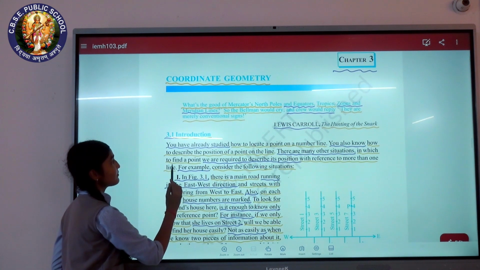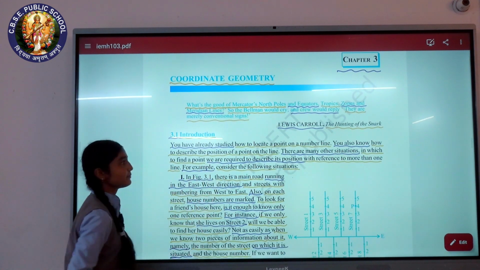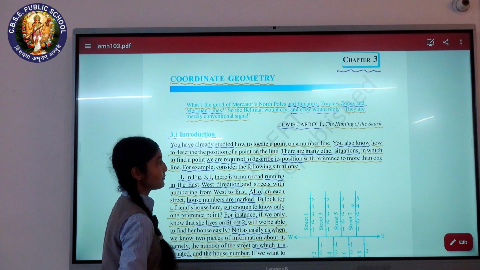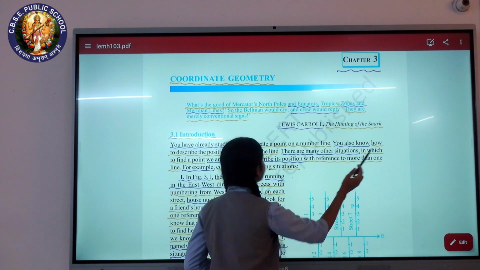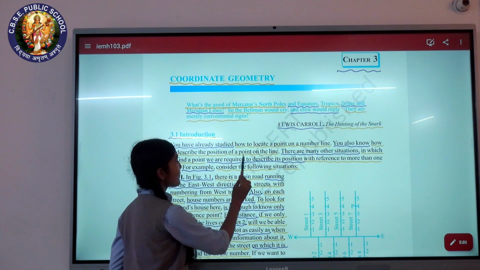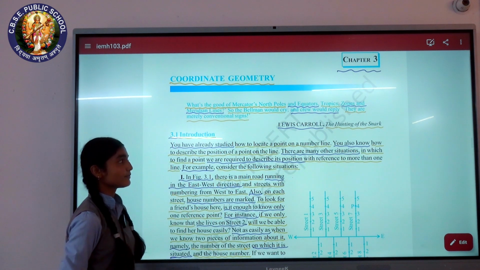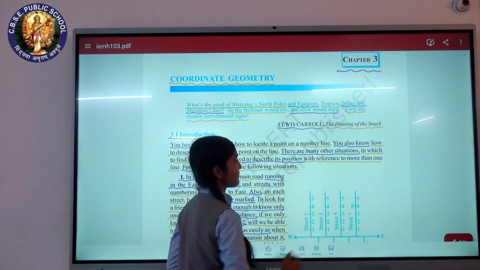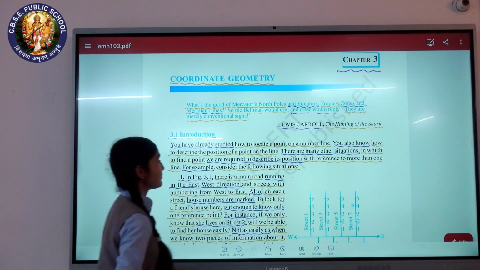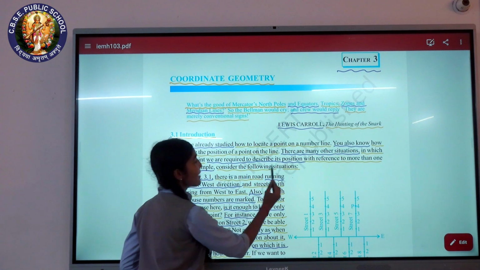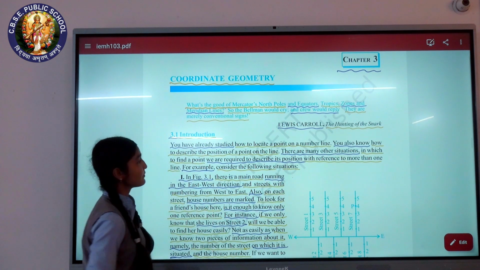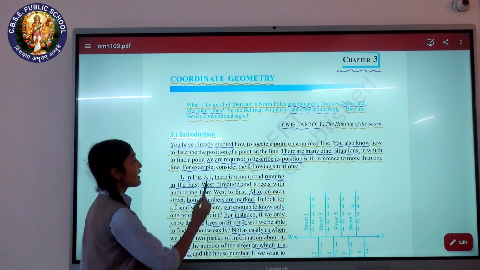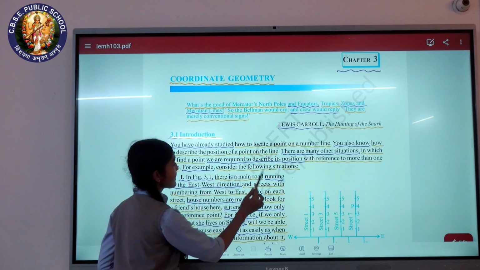Introduction. You have already studied how to locate a point on a number line. You also know how to describe the position of a point on the line. There are many other situations in which to find a point, we are required to describe its position with reference to more than one line. For example, consider the following situations.